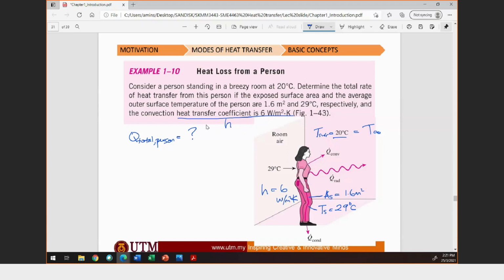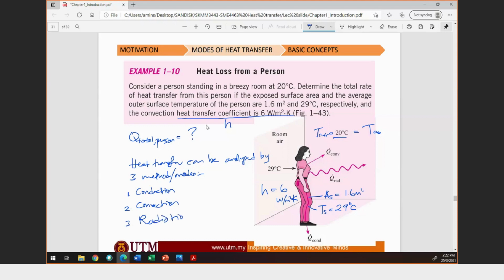Okay, so basically you can see that heat transfer can be analyzed by 3 methods or 3 modes. Okay, so one is conduction, convection, then the third one is radiation.